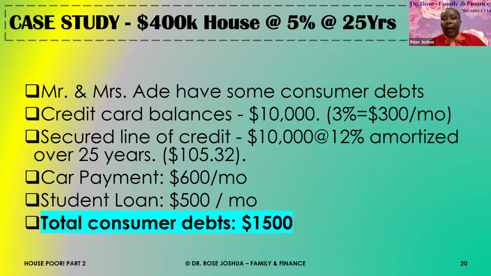So let's say Mr. and Mrs. Ade have some credit cards, $10,000, 3% is $300. That secured line of credit at $105. Car payments, $600. It's very easy for car payments. Some people have car payments of more than maybe $800. Student loan, your Alberta loan or your Ontario loan plus Canada National together, $500. And again, that's on the low side. And total consumer debts then will be the $300 plus $100, which is $400, plus $600 plus $500, so that's $1,500.